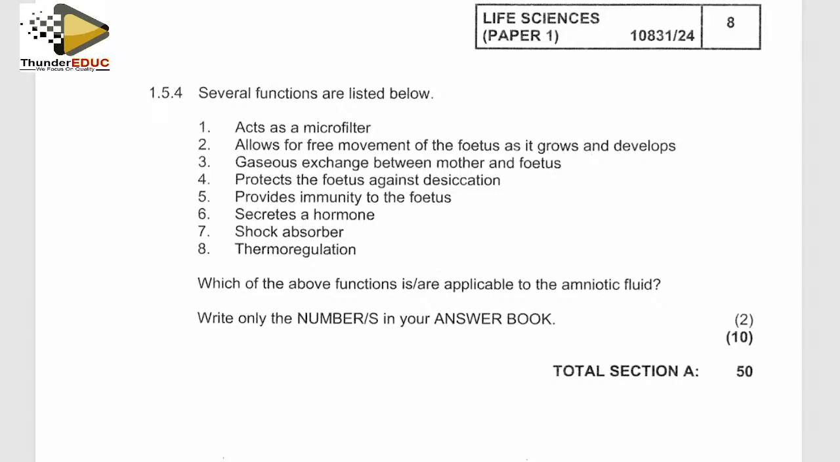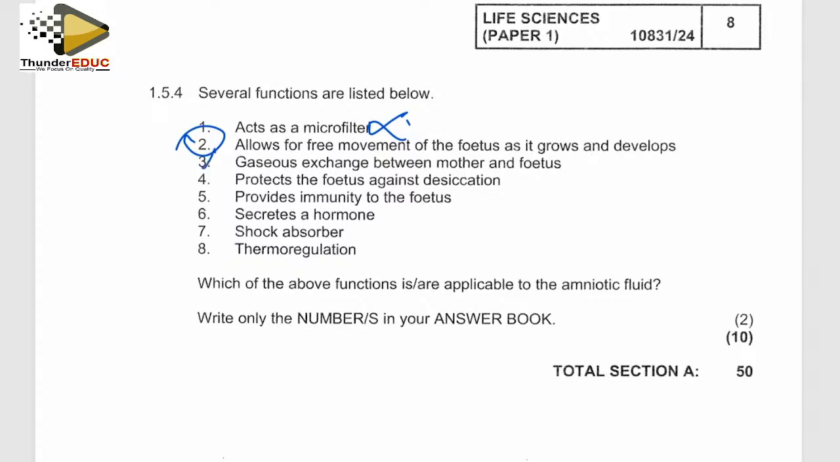Which of the following functions is or are applicable to the amniotic fluid? I say that you can go, but don't forget to talk about the functions of amniotic fluid. Number 1, yes, this is placenta, allows free movement. Yes, it's correct.